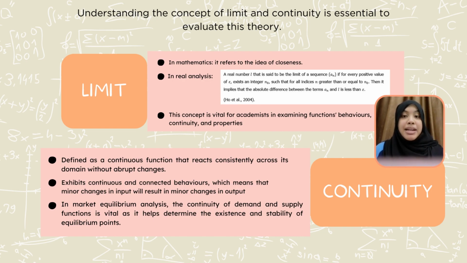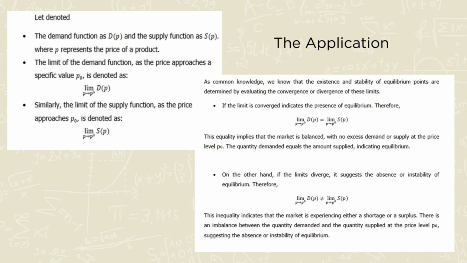In market equilibrium analysis, the continuity of demand and supply functions is vital as it helps determine the existence and stability of equilibrium points. So here is the application. The upper square shows the notation that has been used, and the lower square is the analysis of market equilibrium using the concept of limit and continuity.